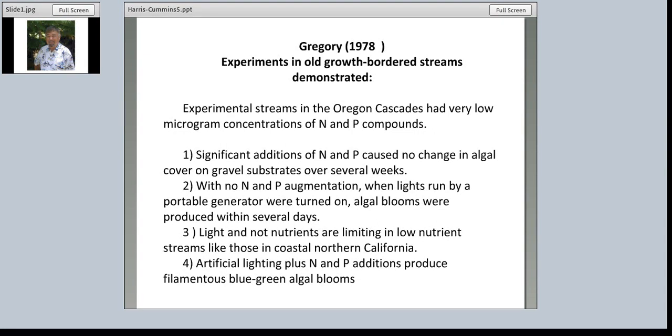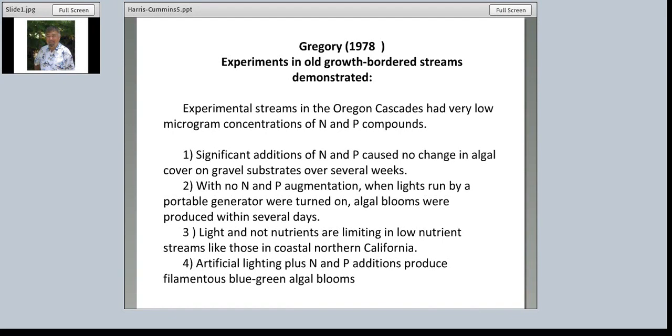Stan Gregory at Oregon State did some really neat experiments early on in the late 70s, and he took paired streams, old growth streams in the Cascades, Douglas fir primarily, and he selected some streams to add significant amounts of nitrogen and phosphorus. These streams, like the streams in Northern California, are extremely low in nitrogen and phosphorus, microgram levels. So there's very little nutrient in these streams, and so he gave large doses of nitrogen and phosphorus to some of the old growth streams, and there was absolutely no algal response.